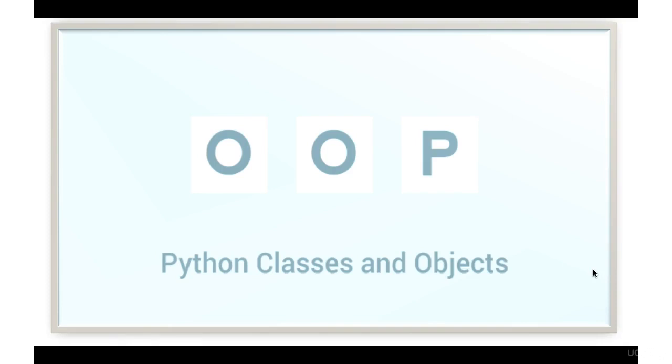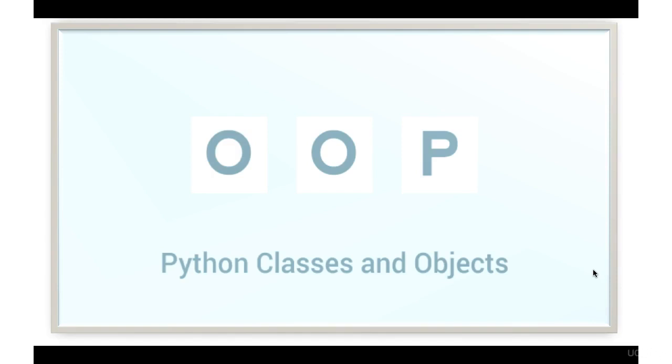Today we are going to learn the concept of OOPS in Python. So what is the full form of OOPS? It is Object Oriented Programming System. The entire OOPS concept is derived from two words, classes and objects. So what is a class and what is an object?